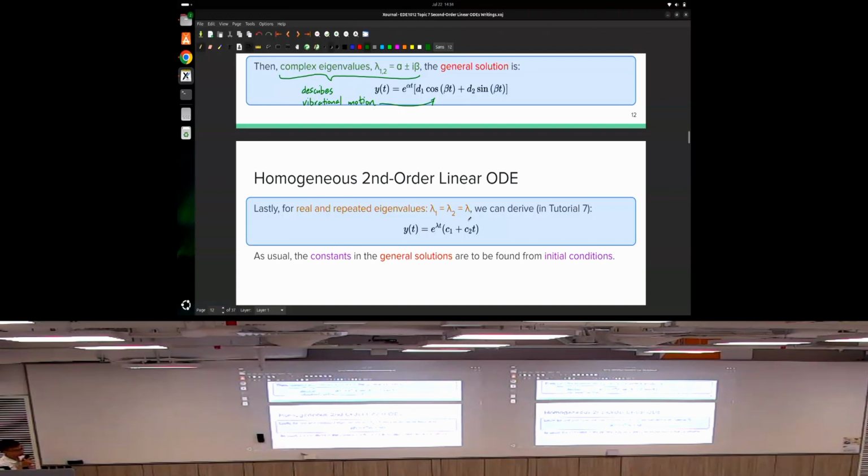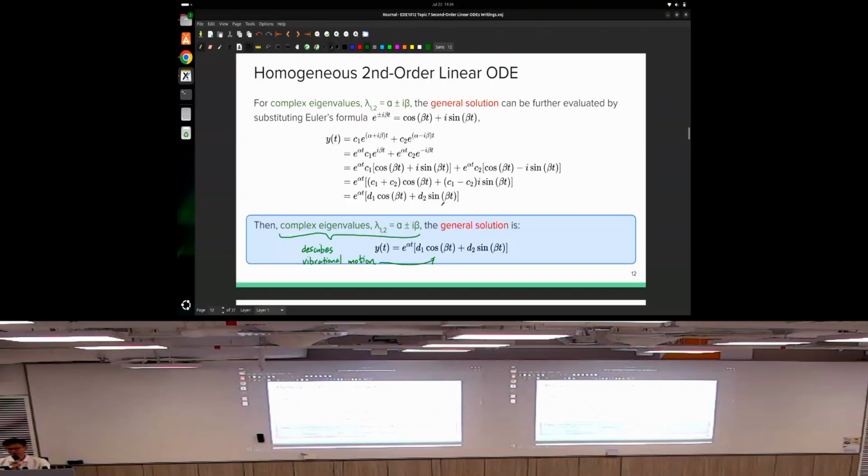So, 3 blue boxes. You better have the 3 blue boxes inside your cheat sheet. Dependent on the type of eigenvalues, you will choose the correct one to apply. If you choose the wrong one, it's a disaster. 10 marks, maybe you get 1 mark. If the eigenvalue is supposed to be complex and you choose the wrong blue box, then 9 marks will be deducted because you don't even choose the correct solution for the type of eigenvalues that you have.